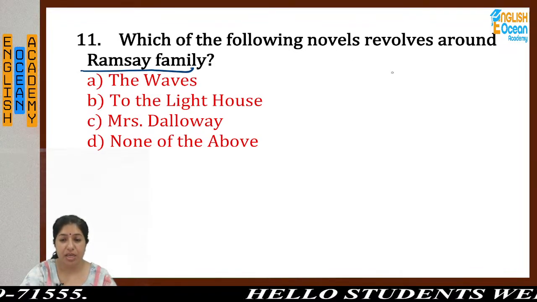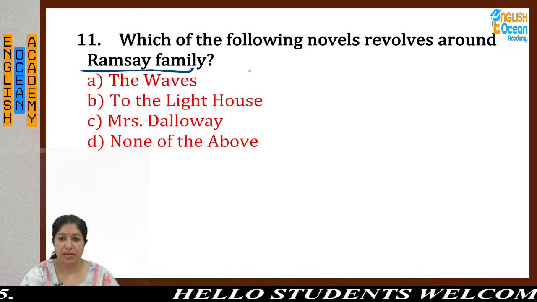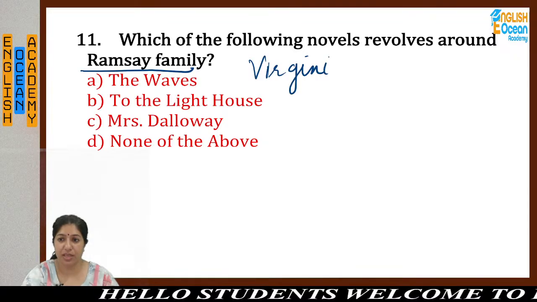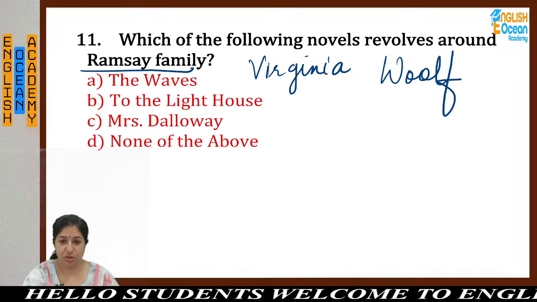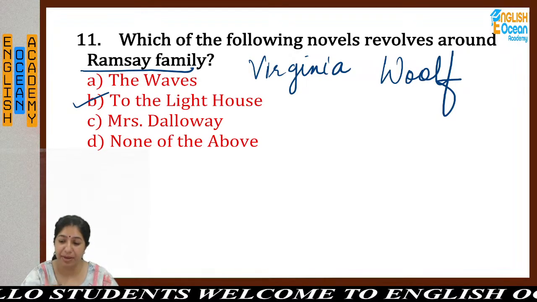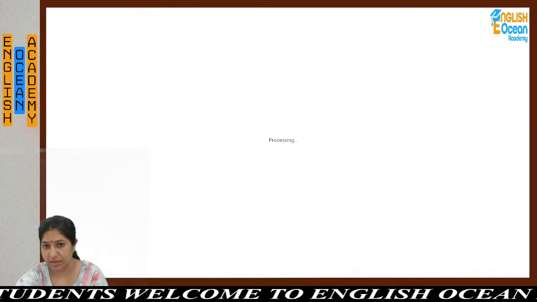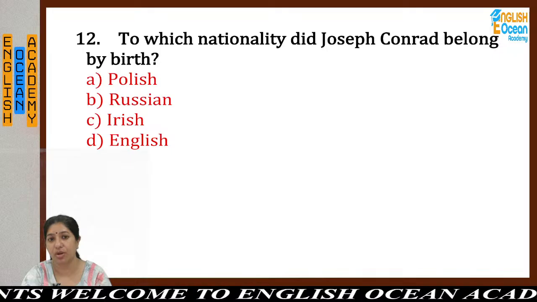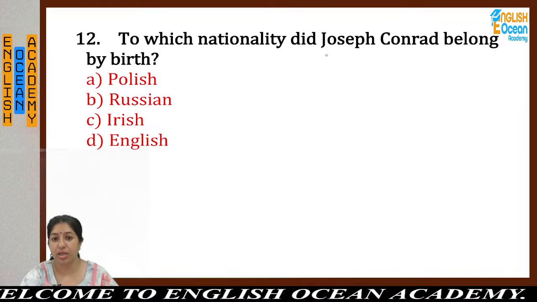The Waves, To the Lighthouse, Mrs. Dalloway, or none of the above? Which novel of Virginia Woolf revolves around the Ramsay family? Yes, we know that very well. To the Lighthouse, where the Ramsay family goes to their summer house on an island in the Hebrides. To which nationality did Joseph Conrad belong by birth? Polish, Russian, Irish or English?